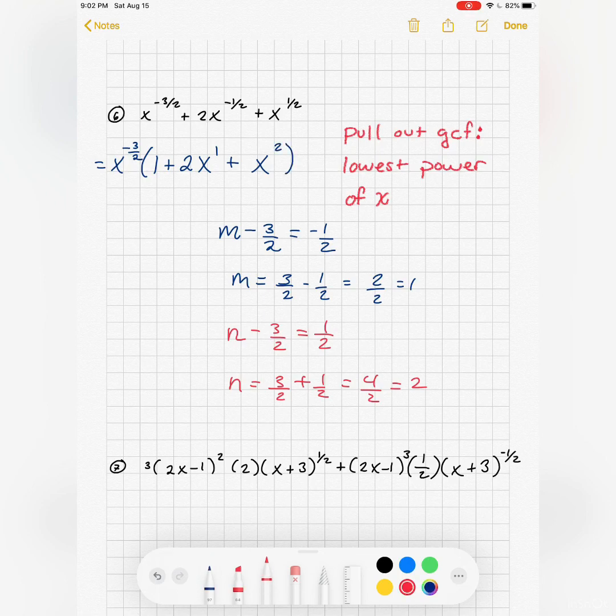Okay, let me double check before I do anything else. If I were to distribute this, I'd have 1 times x to the -3/2. Then I'd have 2, and then x to the 1 minus 3/2, which is 2/2 minus 3/2, -1/2. That one's right. What about this one? That'd be x. I'd have 2 minus 3/2, 4/2 minus 3/2 is 1/2. So look at that, it's correct.